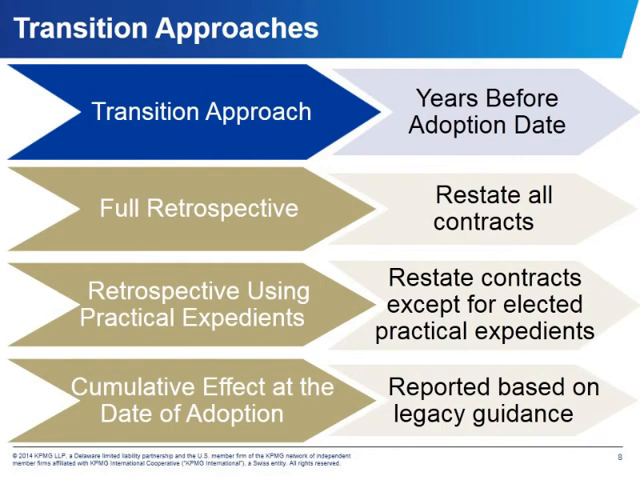An entity has some choices with respect to transition. First of all, an entity could elect to adopt the standard retrospectively, and if they elect to adopt retrospectively, there are some practical expedients that would allow them to do that somewhat easier. Or an entity could elect to apply the standard using the cumulative effect at the date of adoption approach, in which case they would adopt the standard on 1/1/17. They would not restate 2015 or 2016, but for those contracts that are outstanding and not closed as of 1/1/17, the standard would be applied retrospectively to those contracts.